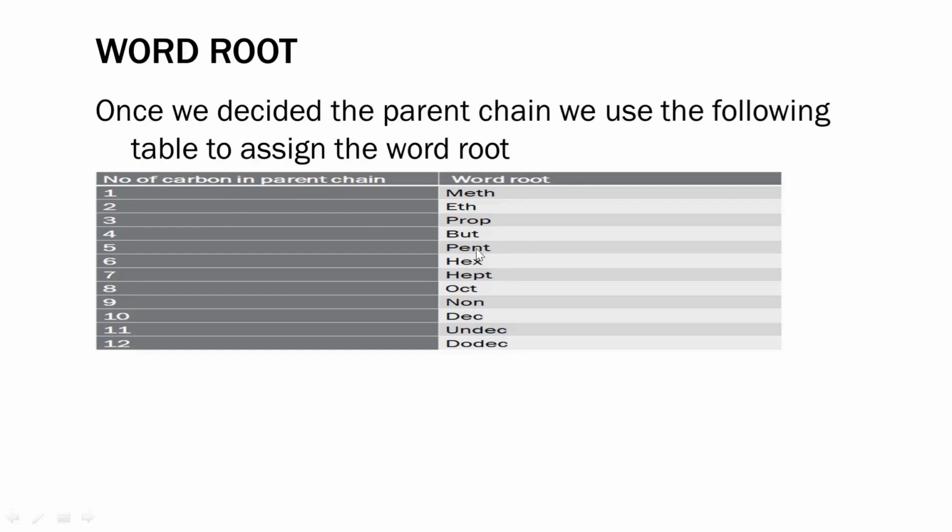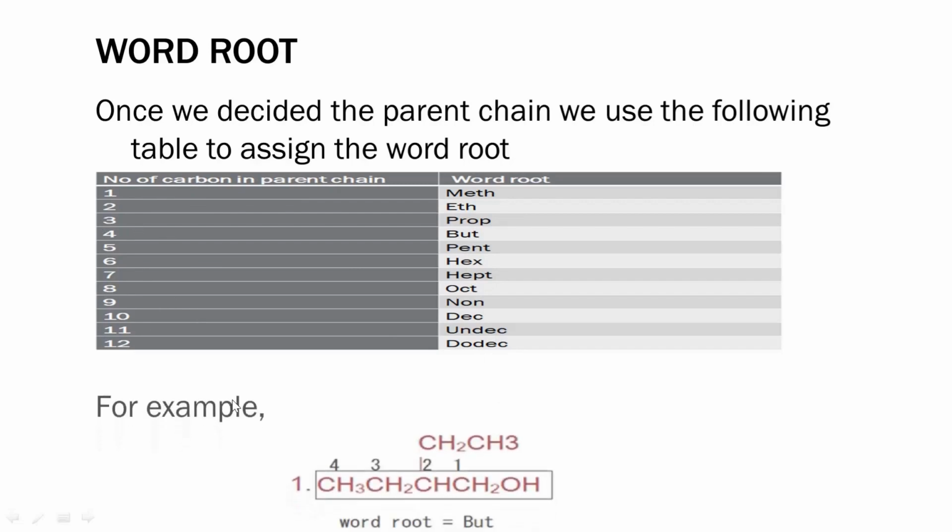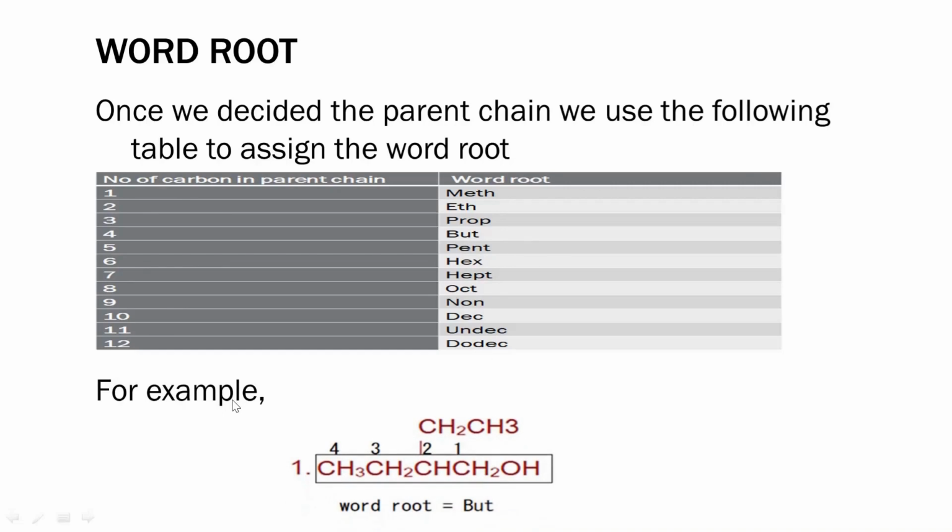Alright, so these are the word roots which are used for a specific number of carbons in the parent chain. That is about the word root. We can also see an example over here. In this compound we have 1, 2, 3, 4 carbons in the parent chain, because this is considered the parent chain, as this chain contains the functional group. In this parent chain we have 1, 2, 3, 4 carbons. That's why the word root is but. That is about the word root.